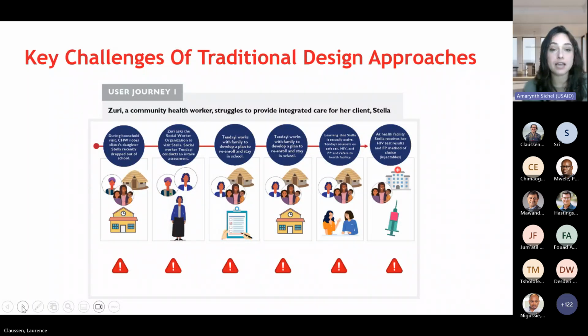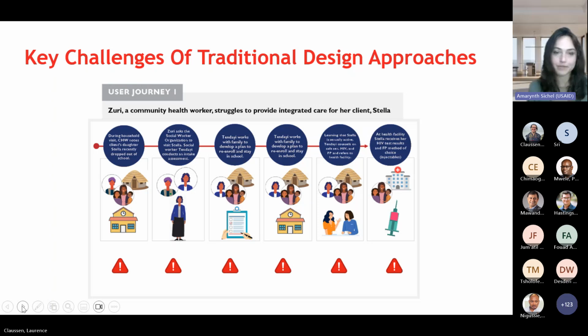So these two design principles, person-centeredness and integration, are anchor points because there are challenges that can arise from traditional design approaches that don't use these two principles as foundational. So I'm going to take us through a user journey now to illustrate what some of those challenges might look like. For this user journey, I'm going to focus on Zuri, who's a community health worker, Tendai, who's a social worker, and Stella, who's a 13-year-old girl.